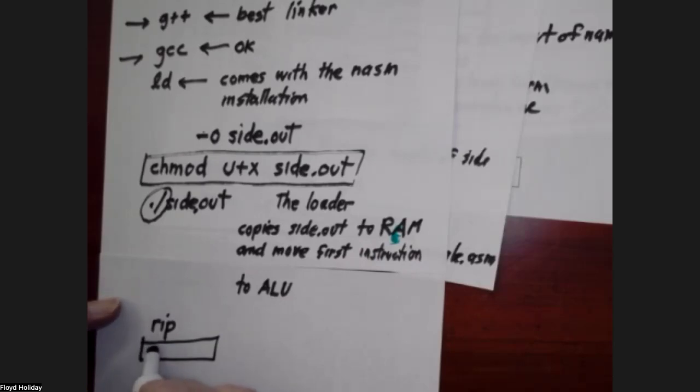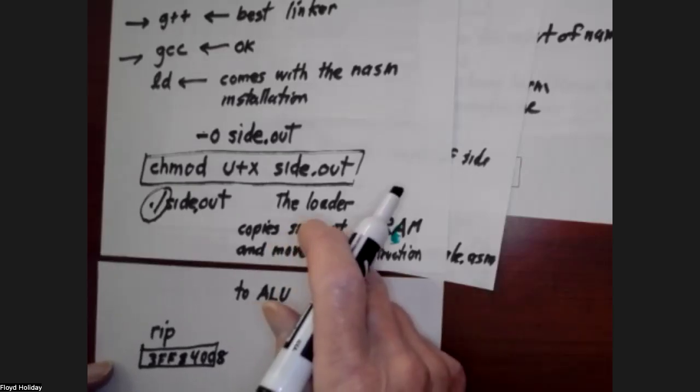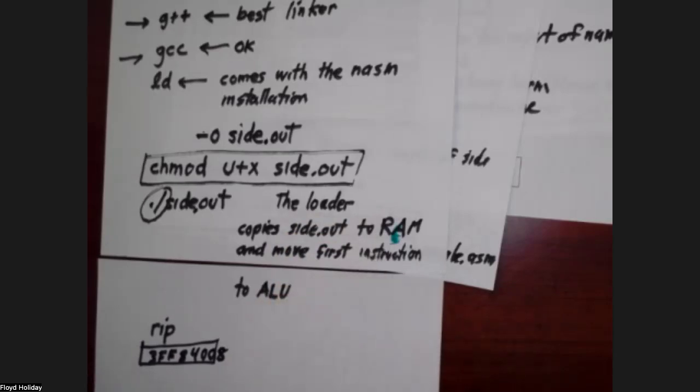Again, 3FF, 8400208, something like that. That's the address after this is copied into memory from its permanent storage. It's copied into memory, and the first byte has an address that's copied into RIP. And RIP's name says I'm the instruction pointer. I point to the memory slot where the executable file is.